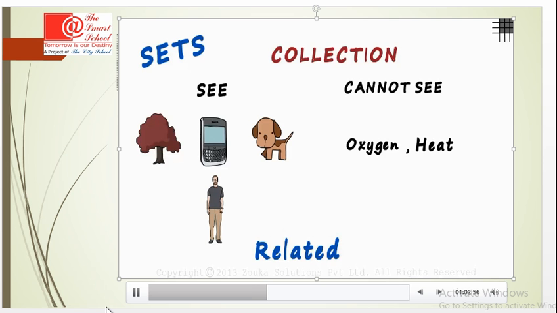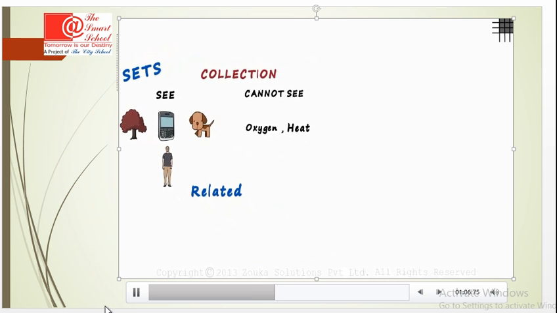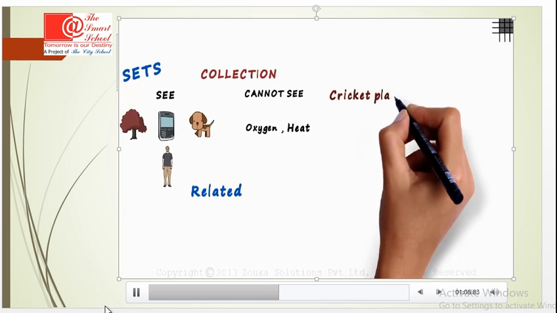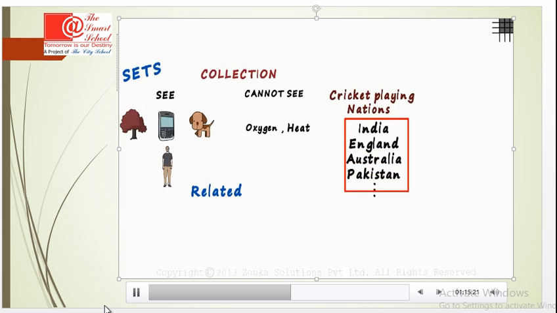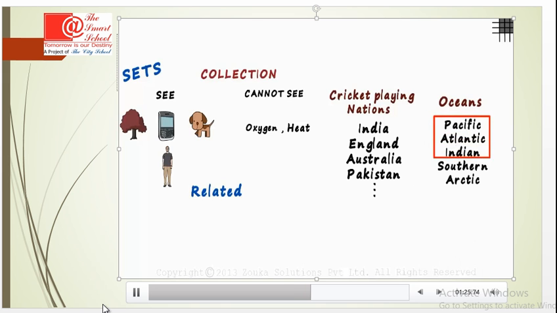Let us look at a few more examples to understand better. Try to list down all the cricket-playing nations you know of. I would probably say India, England, Australia, Pakistan, and so on. Now try to list all the oceans you've heard of. If you didn't know, there are 5 oceans in the world: Pacific, Atlantic, Indian, Arctic, and Southern Ocean.